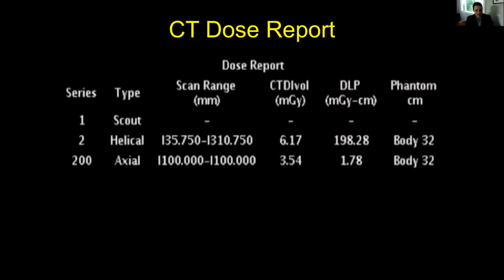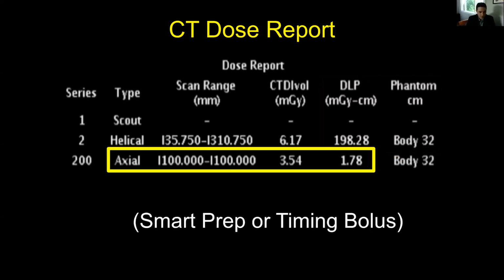So let's move on in the CT dose report. We've done another thing and we see scan range 100 to 100. That's kind of weird. So what is that? That's probably your smart prep or your timing bolus. It's looking at one slice and just scanning and doing it over time while it's collecting information about the contrast bolus. And you notice the dose is not that high.